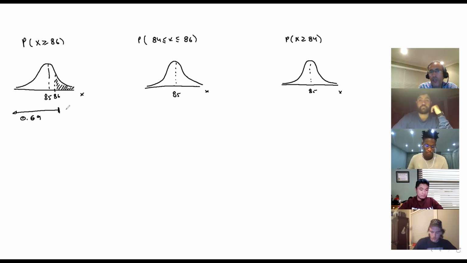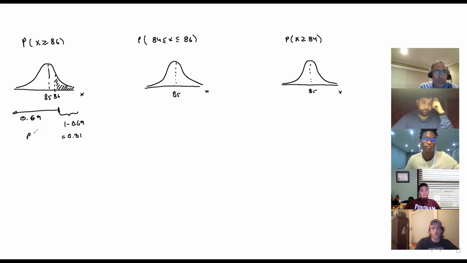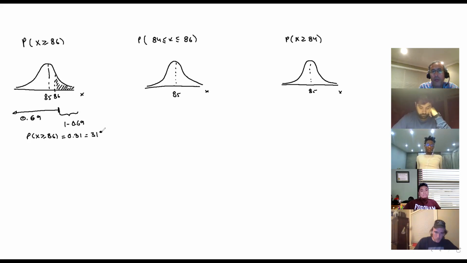I'm not interested in this region here. I'm interested in this region here. So this region here equals what? 1 minus it. Exactly. It's 1 minus 0.69. So this is equal to 0.31. Right? So what is this 0.31? It's simply the probability of X larger than or equal to 86 equals 0.31. That is basically equal to 31%. Do you understand that? You get it? Questions? Everything is clear, guys?